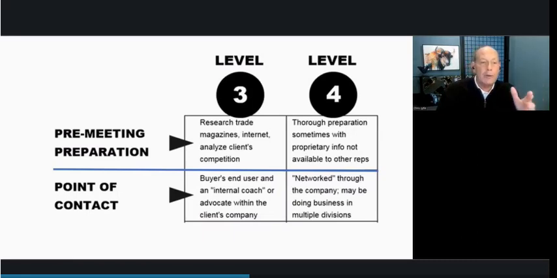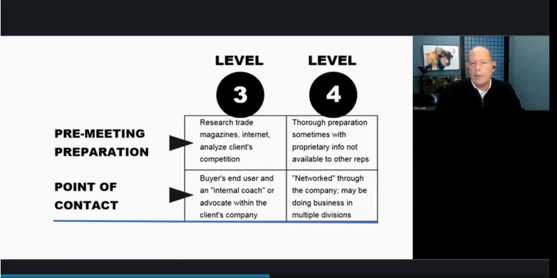Then pre-meeting preparation. At level 3, you're researching trade magazines, you're on the internet, you're analyzing clients' competition. You're doing more than just trying to sell your product or service. And level 4, thorough preparation, sometimes with proprietary information not available to other reps. Then we go to point of contact: the buyer and end user. The buyer could be the media buyer, it could be the store owner, it could be the purchasing agent, but you're also talking to the end users.